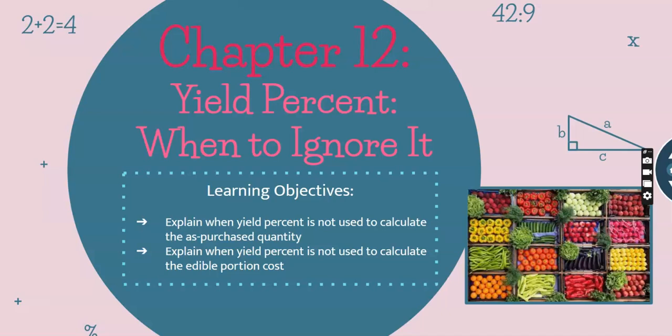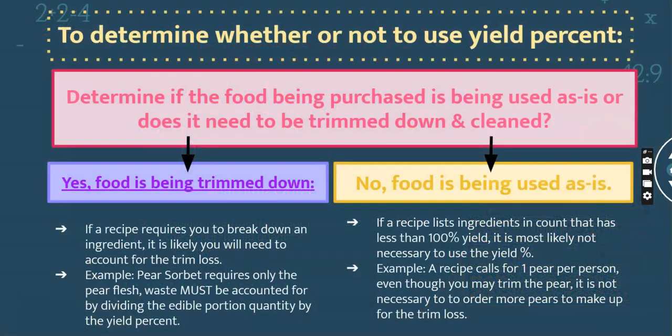So in these slides, we're going to talk about when yield percent is not used to calculate the as purchased quantity, and then you'll also learn how to explain when yield percent is not used to calculate the edible portion cost. And we'll talk some scenarios. So to determine whether or not to use yield percent, you need to determine if the food being purchased is being used as is or does it need to be trimmed down and cleaned.